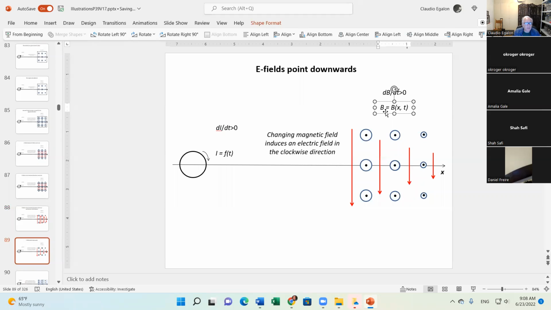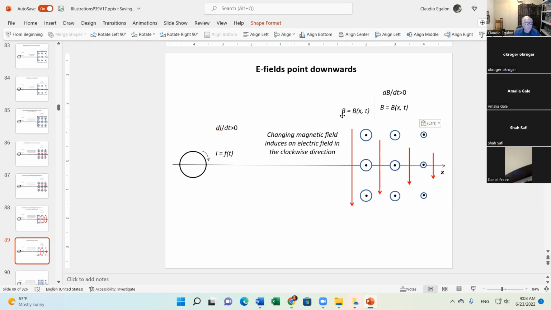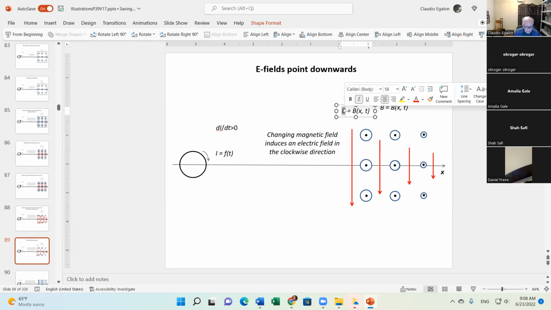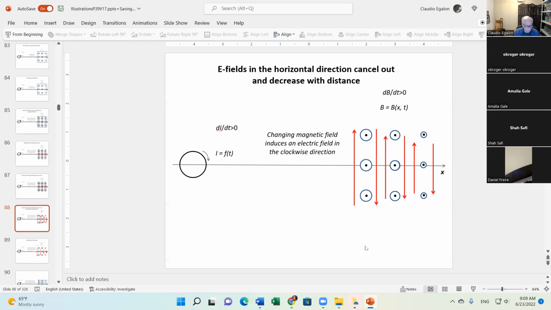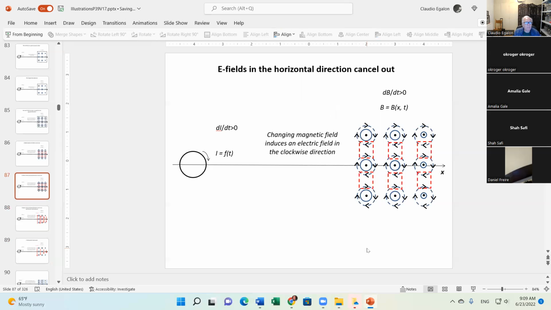I'm going to do something else too. Here you go. I'm going to write down my induced electric field, and I'm going to put that in red color. So you know that those lines mean induced electric field. Induced electric field, right?